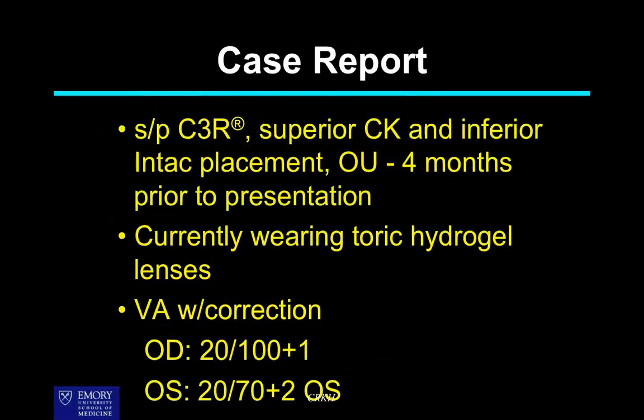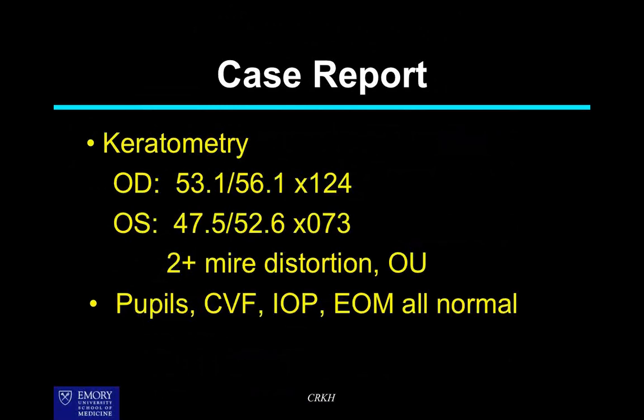When he presented to me, he was status post C3R, which is a branded form of epithelium-on corneal cross-linking with riboflavin. He had superiorly located dots of conductive keratoplasty and intact intracorneal ring segment placement 4 months prior to his presentation in my clinic. He was wearing soft hydrogel contact lenses, and his vision was 20/100 in the right eye and 20/70 in the left eye. Again, he was basically not functional, quite frustrated.